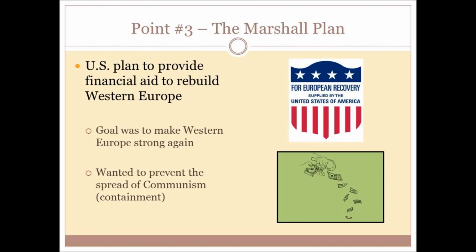Following off that and expanding on that is the Marshall Plan. The Marshall Plan was a plan created by the United States to provide financial aid to rebuild Western Europe. Basically, it was to some extent free money to ensure that Western Europe was rebuilt in a way that the United States liked, aka it was built up to be democratic. The goal was to make Western Europe strong again and prevent the spread of communism. Once again, this is the concept of containment, containing the spread of communism.